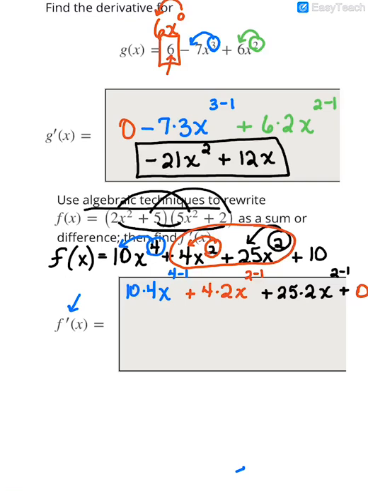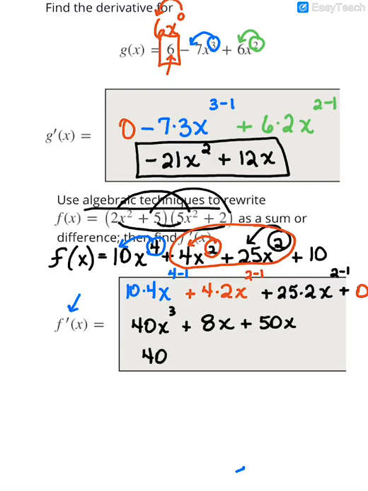So 10 times 4 will give me a 40, and then this is x to the third. 4 times 2 gives me an 8, and then that leaves me with x to the first. 25 times 2 gives me 50, and then that leaves me with x to the first, and then I have a plus 0.